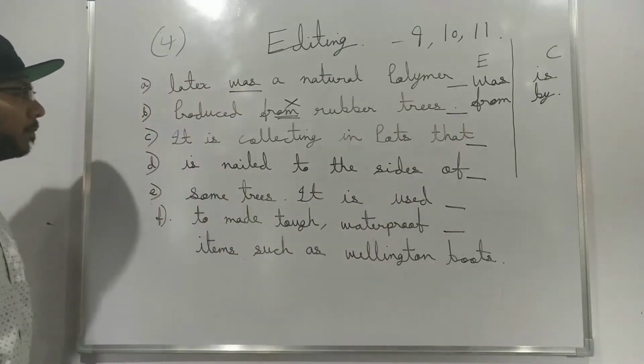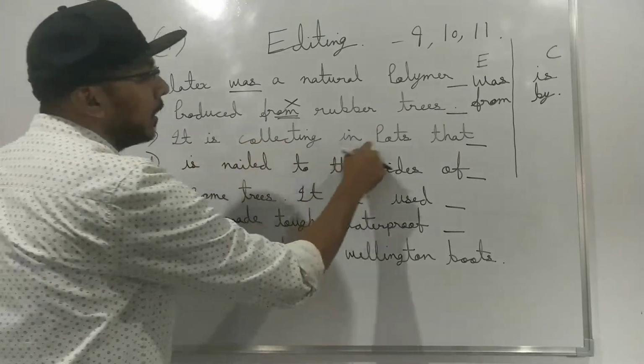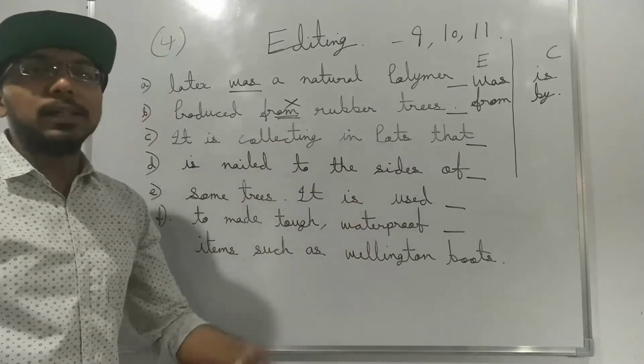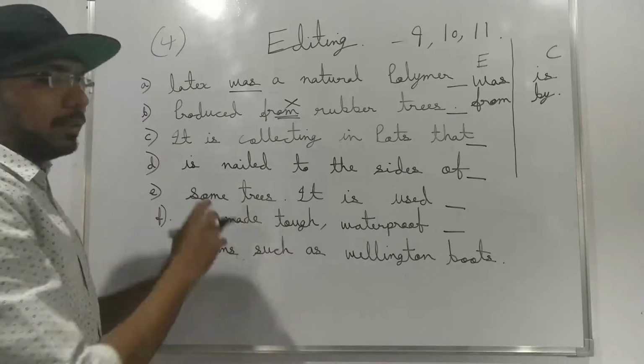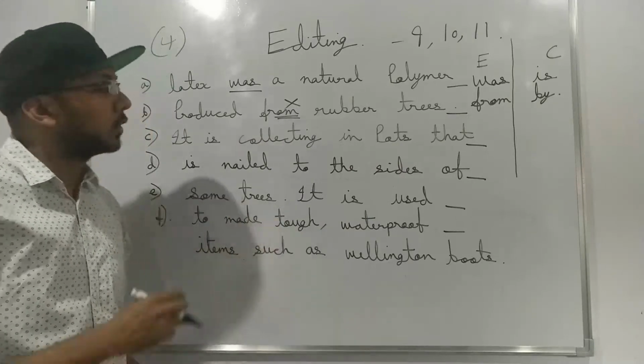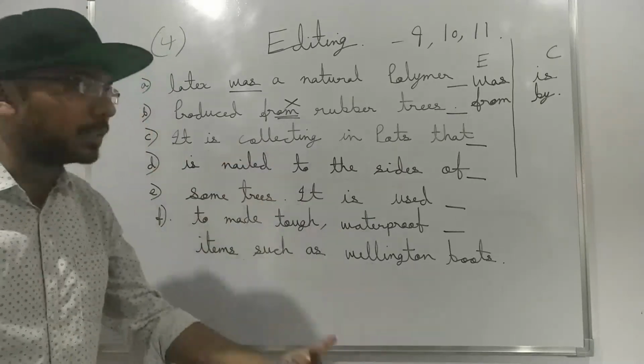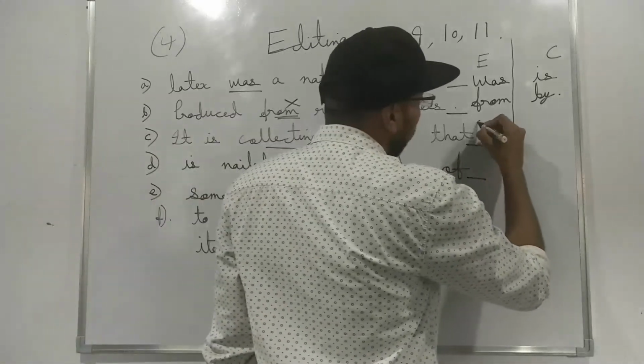Coming to the next line. It is collecting in pots. Collecting, present continuous. No. They are talking about a process. So it is collected. It happens. That is why collecting is your error.